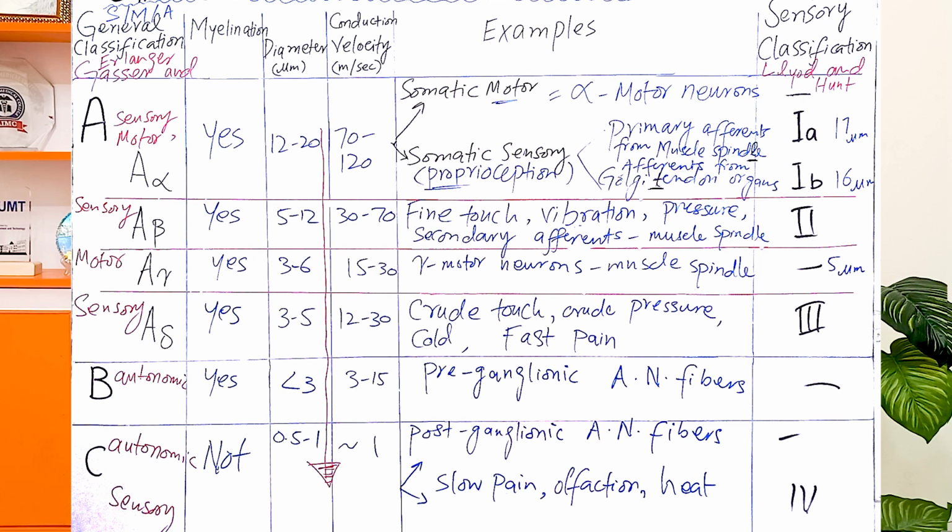One is the general classification, also called the Erlanger and Gasser classification, in which the nerve fibers are categorized into A, B, and C type of nerve fibers on the basis of their diameter and conduction velocity. And the other classification is sensory classification, in which nerve fibers are categorized into type 1, 2, 3, 4, which are designated by Roman numerals. Type A nerve fibers have further subgroups: A alpha, A beta, A gamma, and A delta fibers.